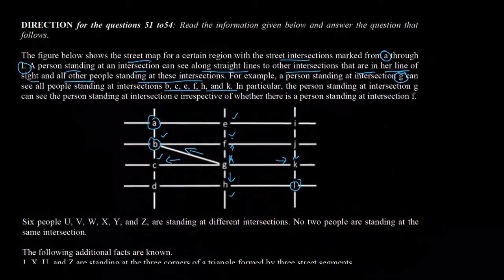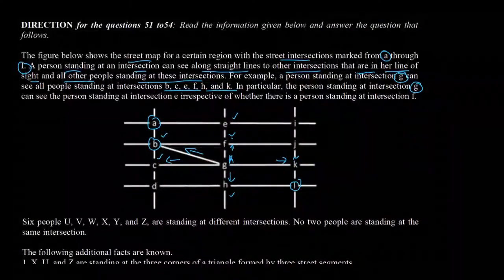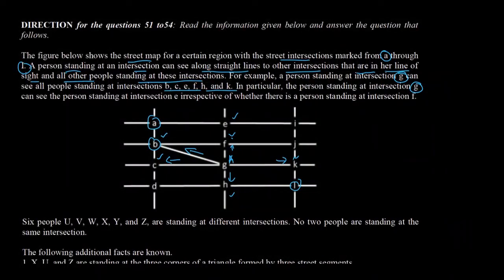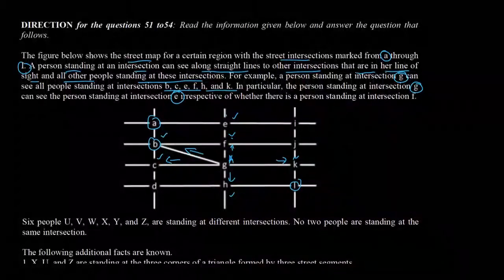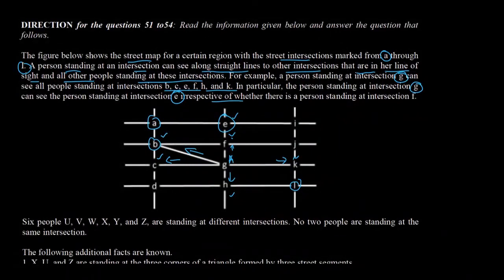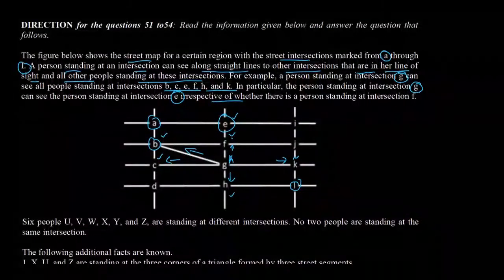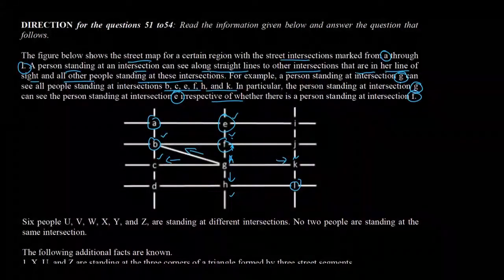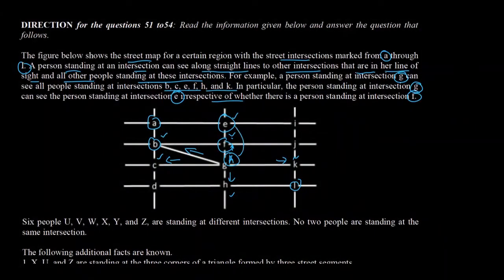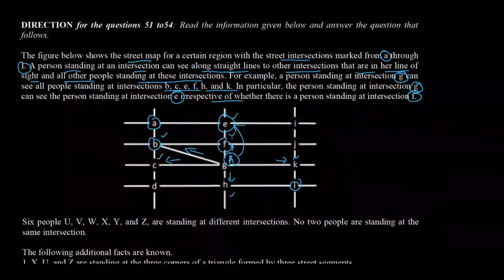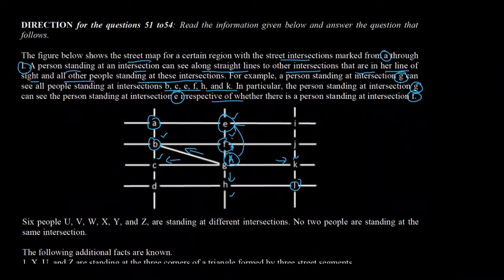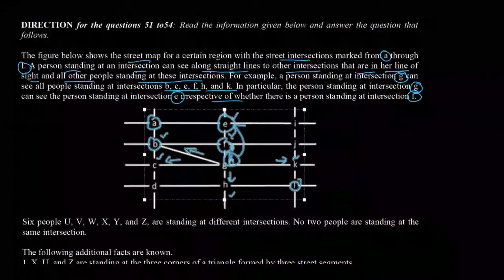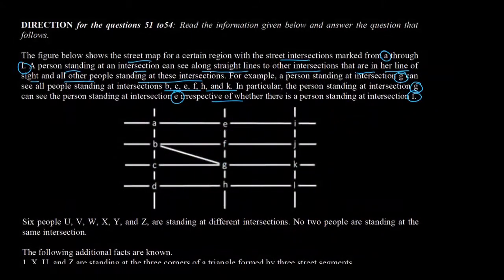And it is also specified that the person standing at G would be able to see the person standing at intersection E, which is this one, irrespective of whether there is a person in F. So whether or not there is a person in F, the person in G can see the person E. So this is what is clearly given, and now we see the other conditions.